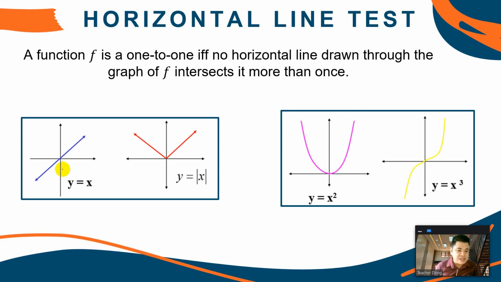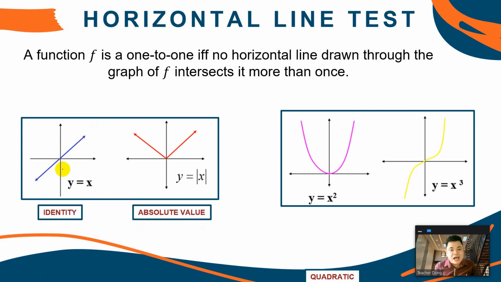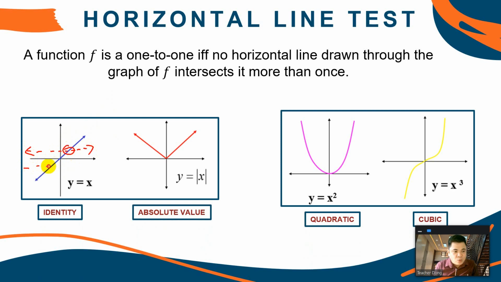So just like what you are seeing, let's have the first one. We have identity, absolute value, quadratic, and cubic functions. For the first one, if we draw a horizontal line like this, as you can see, it only touches the graph once, right? So therefore, we can say that this one is an example of a one-to-one function. How about the other one? If we draw a horizontal line, as you can see, the horizontal line touches the graph exactly twice, or more than once. So therefore, this is not a one-to-one function or the graph of a one-to-one function.